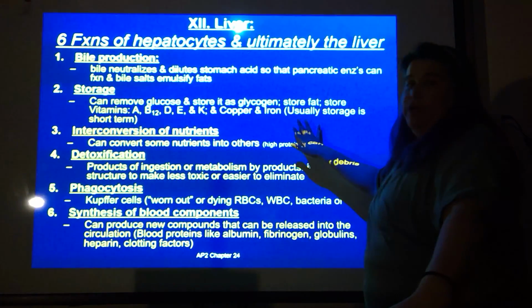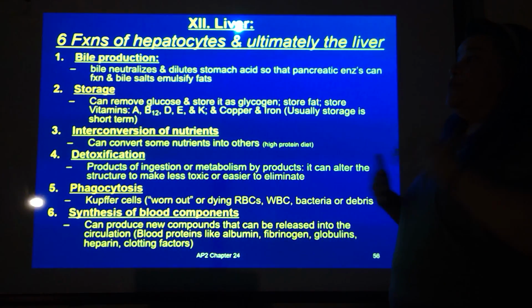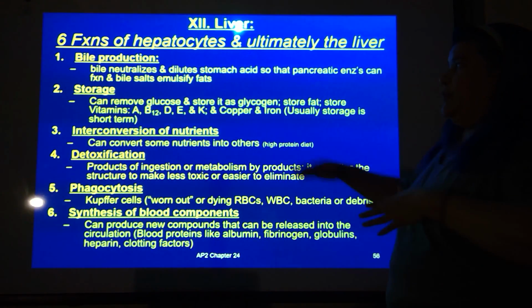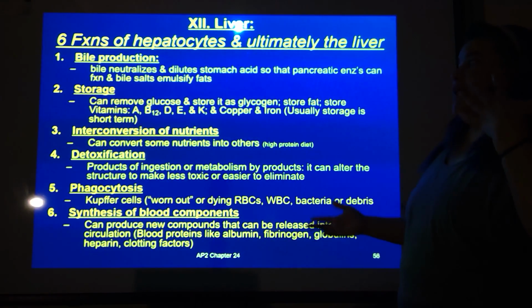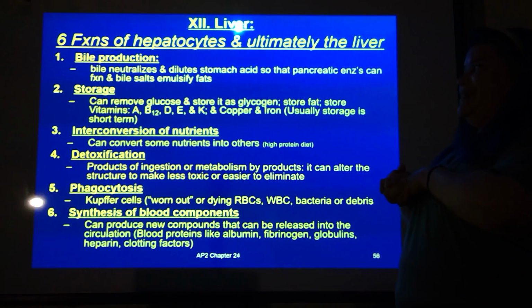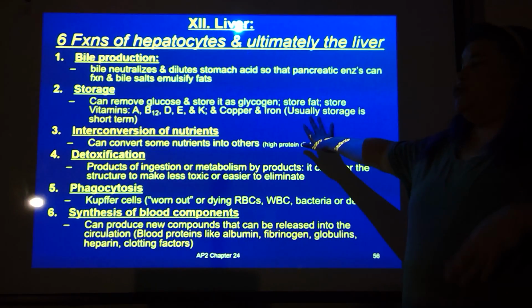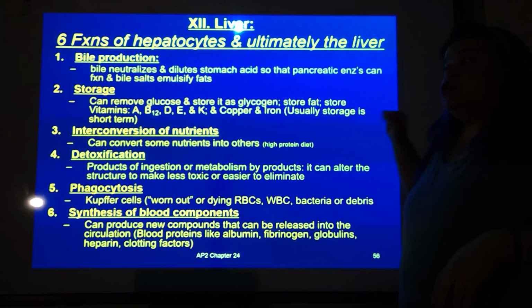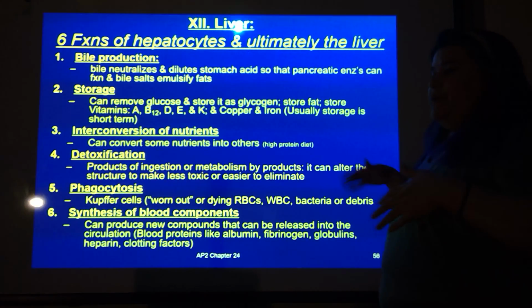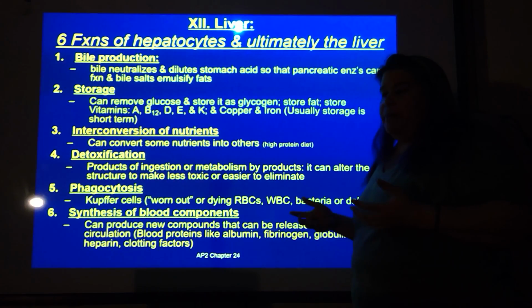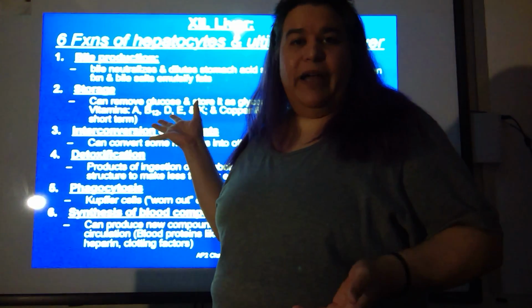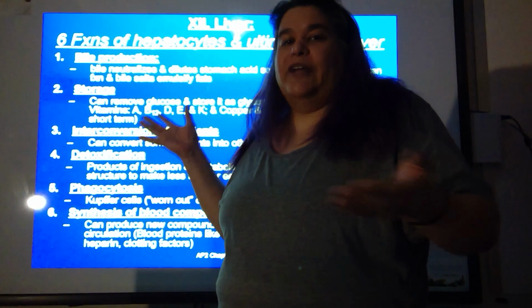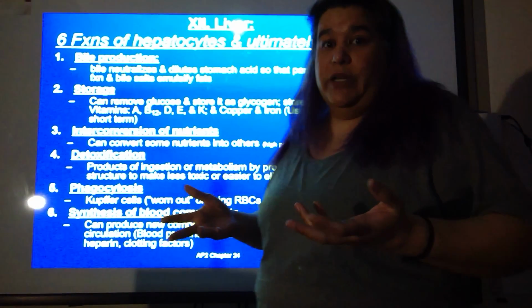Okay, storage. It can remove glucose and store it as glycogen. I just talked about that. It can store fat. It can store different vitamins like A, B12, D, E, and K. It can also store copper and iron. So one of the reasons that if somebody is anemic, they tell them to eat liver is because it is a storage site for extra iron. So if you're eating liver, you're actually consuming iron. That's actually a good thing.